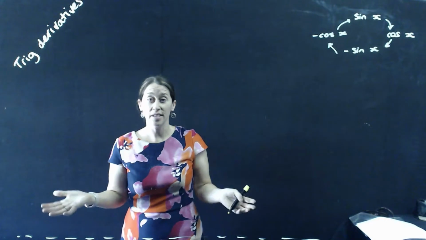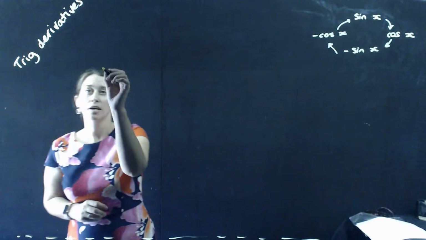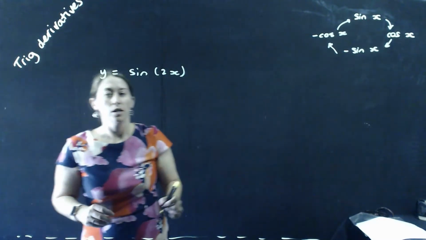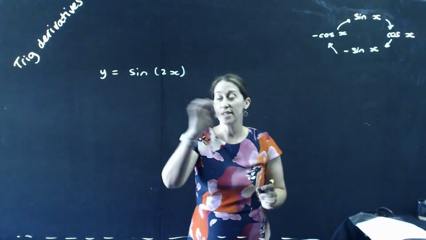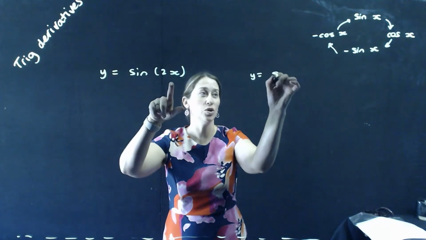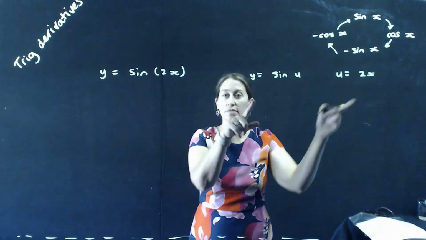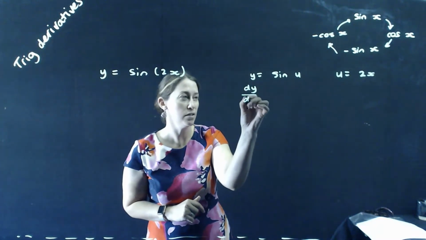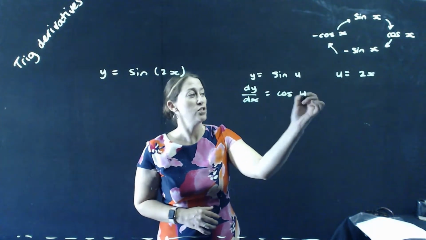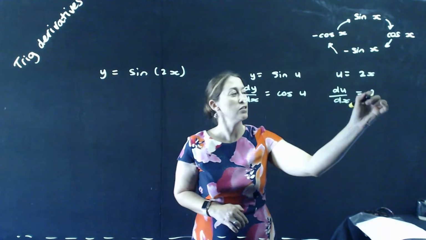So let's have a go at using the chain rule to differentiate some other functions involving sine or cos. Let's try differentiating y equals sine 2x. Using the chain rule to break this into two simpler functions and do a substitution, we can say if we let y equal sine u and u equals 2x, then differentiating each of those two simpler functions, sine u goes to cos u, and the derivative of 2x becomes 2. So du dx is 2.